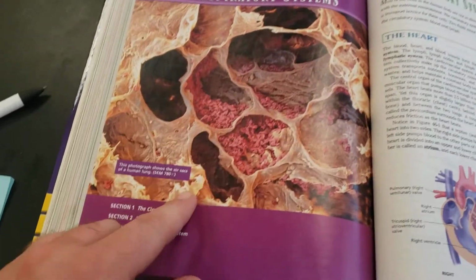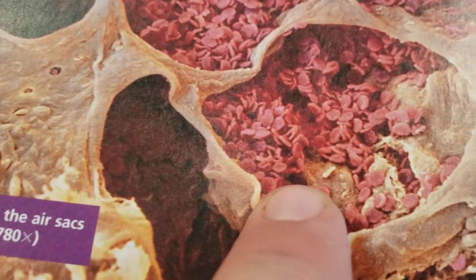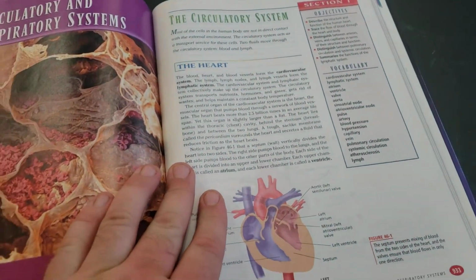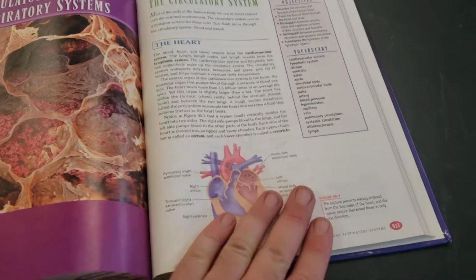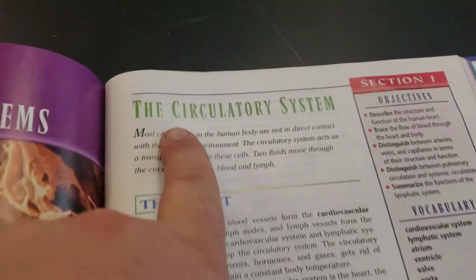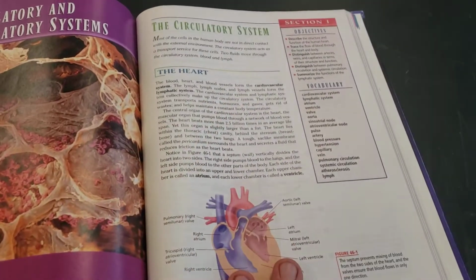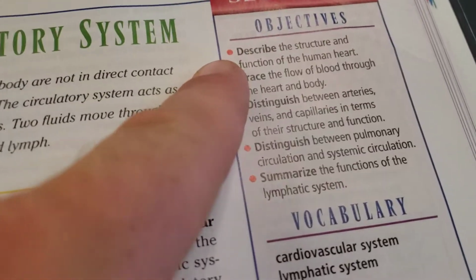There's a nice big picture. It looks like there's some blood cells maybe. Pretty cool. I see that this chapter has a picture of the heart, circulatory system. Don't start reading yet. Get an idea what the objectives are.